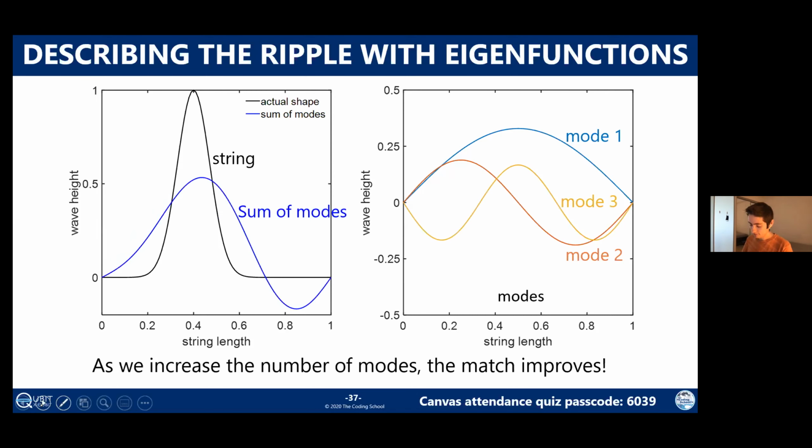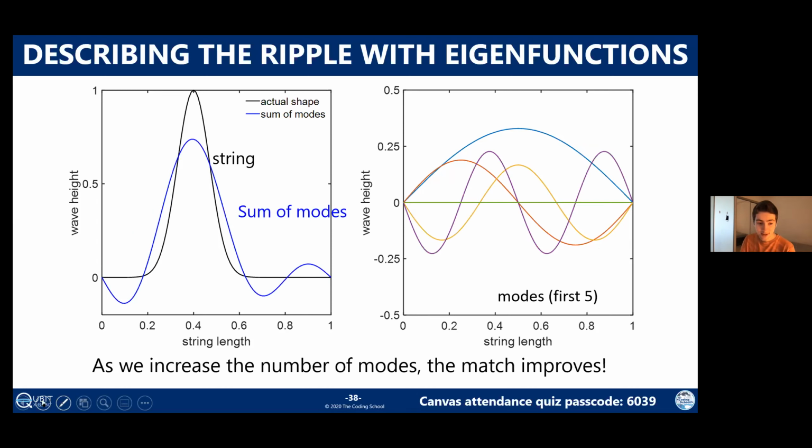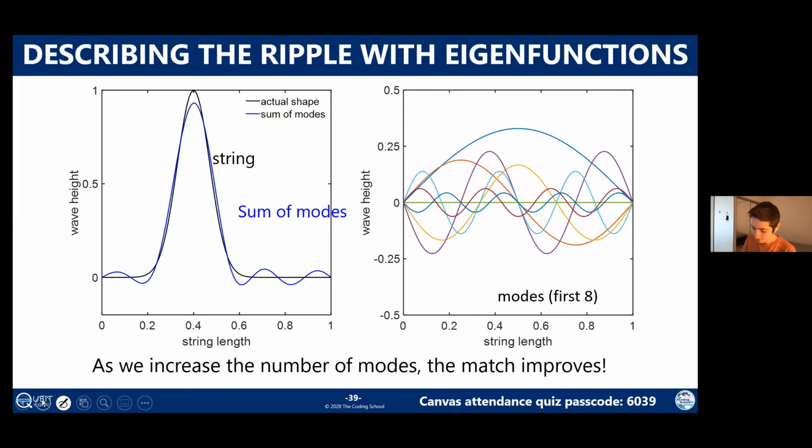What if we add a third mode? Now the hump is moving toward the correct location. If we do the first 5, this is starting to look pretty good. We have a hump in the correct location, but we still have some noise toward the sides. If we go up to the first 8 modes, this is starting to look really good. Our hump is almost to the full height of what we want. We have a little bit of noise down here, but it's not as bad as it used to be. We can keep going. Now we go up to the first 10, and the noise gets a little bit better, and so on.